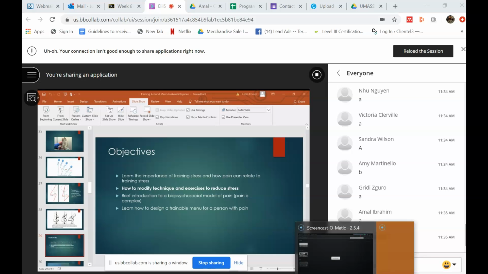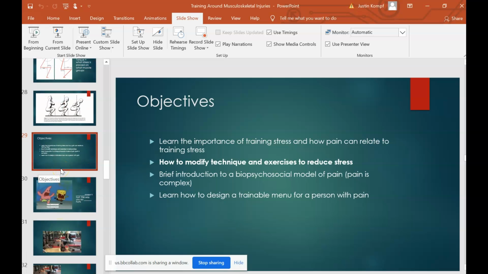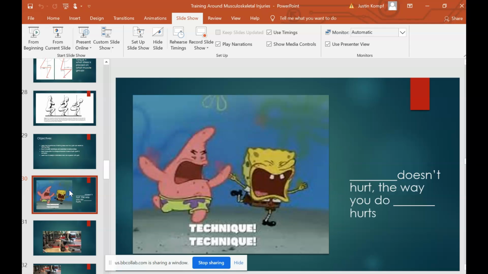All right. Okay, so now we'll talk about modifying training technique. We're going to learn how to modify training technique to reduce stress on the body. So number one, I hope you appreciate my meme. I like this saying: blank doesn't hurt, the way you do blank hurts. If anyone ever experiences pain, just think this. This is one of the reasons why we do an assessment.